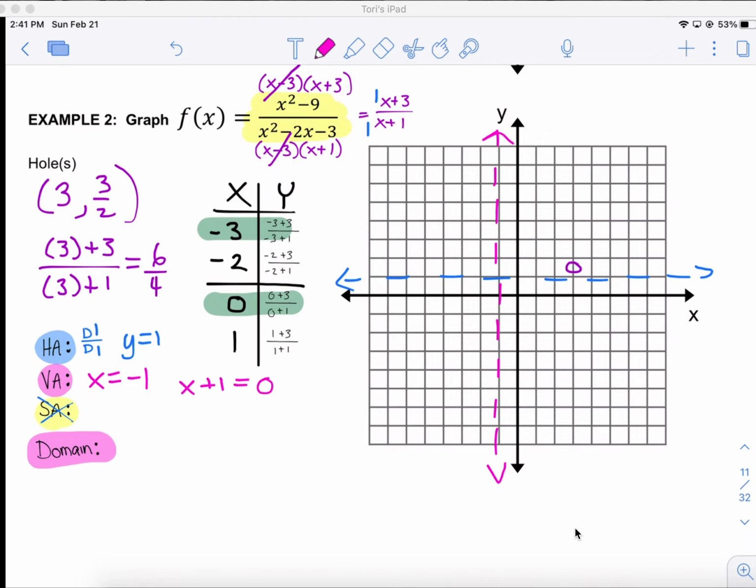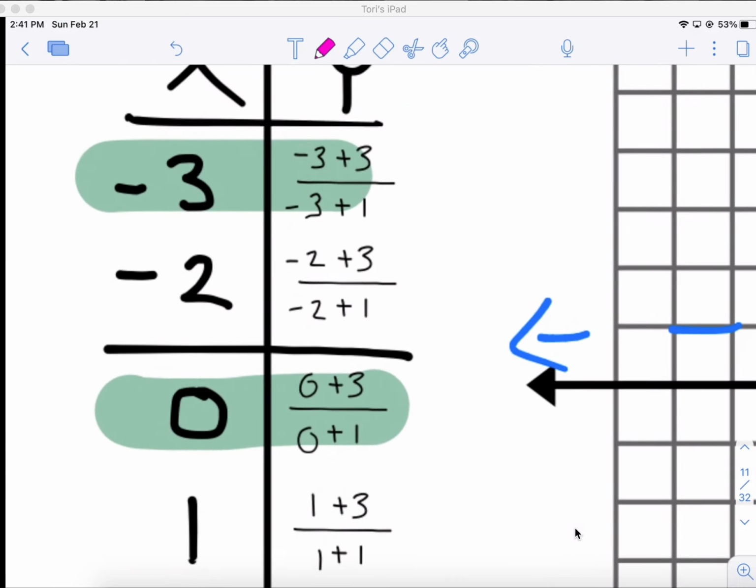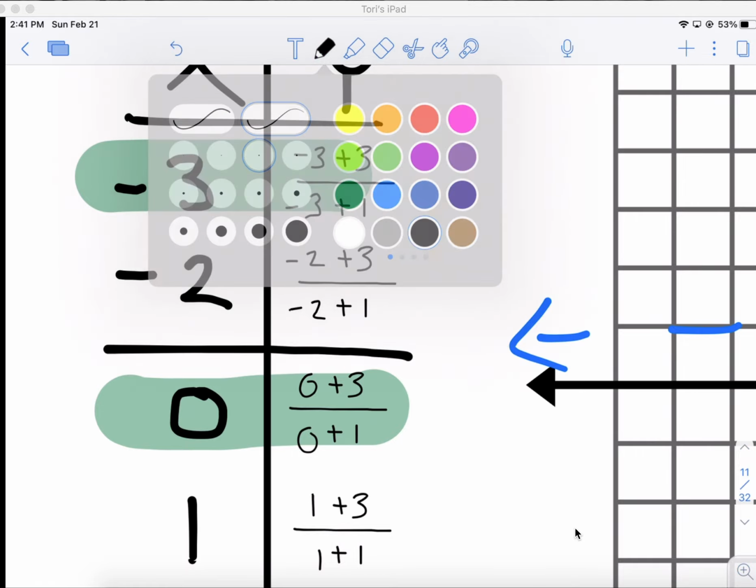All right, so let's go ahead and get a couple critical points. I need 2 on the left side of my vertical asymptote and 2 on the right side. So we're going to plug in negative 3 and negative 2 on the left side, 0 and 1 on the right-hand side, just because those are the lowest numbers, they're easiest to plug in, okay? So if I zoom in, I've already plugged them in and written them out.